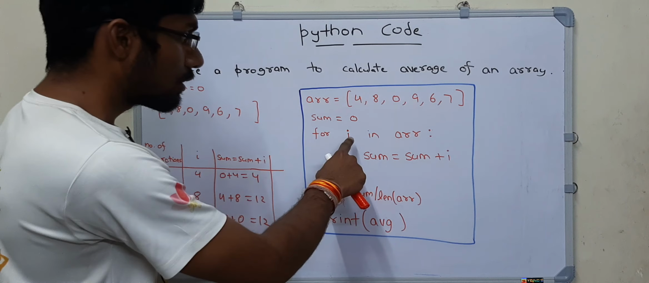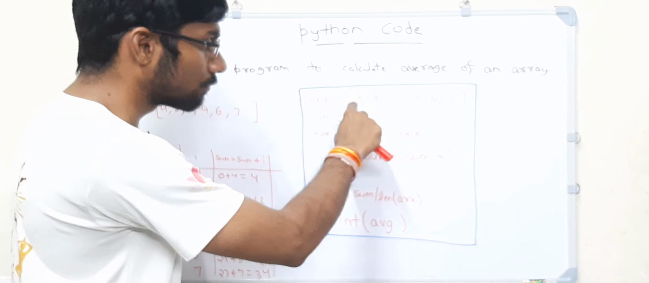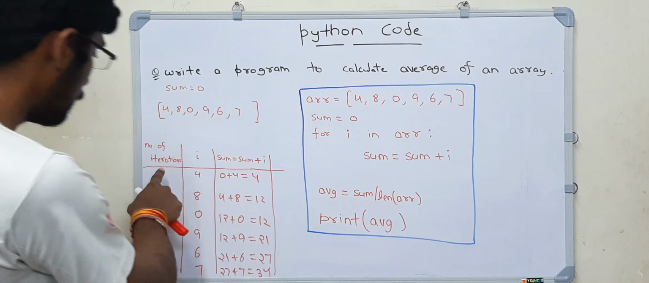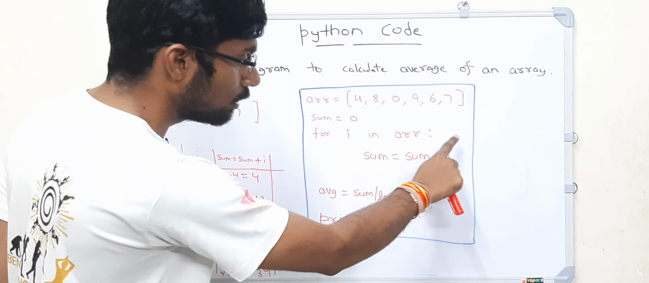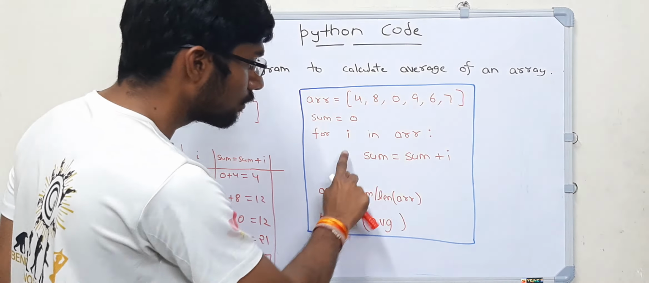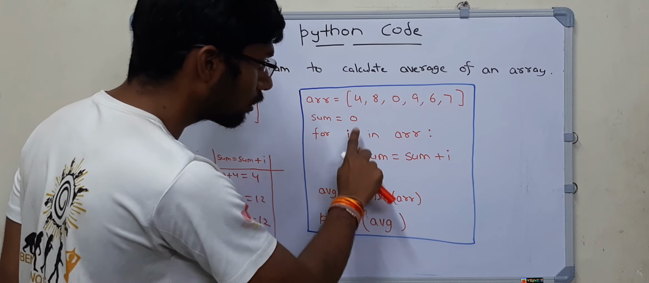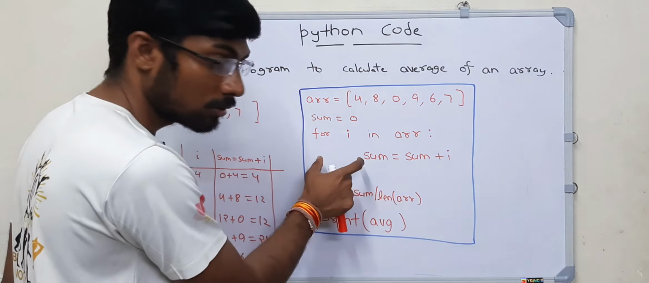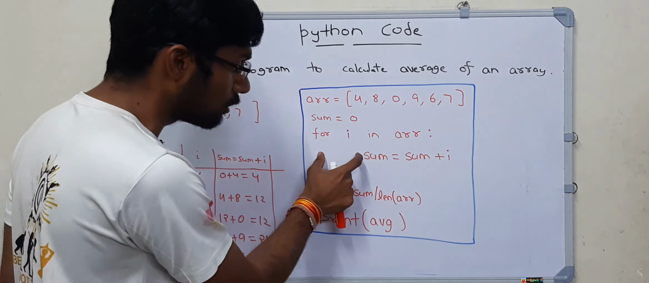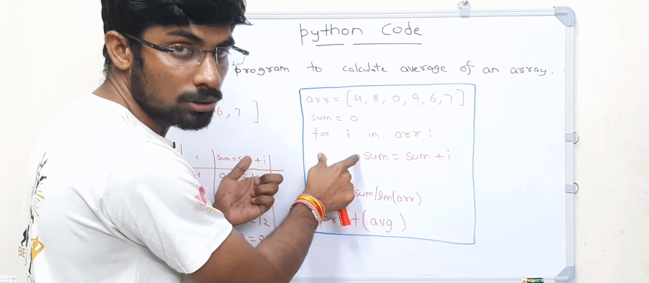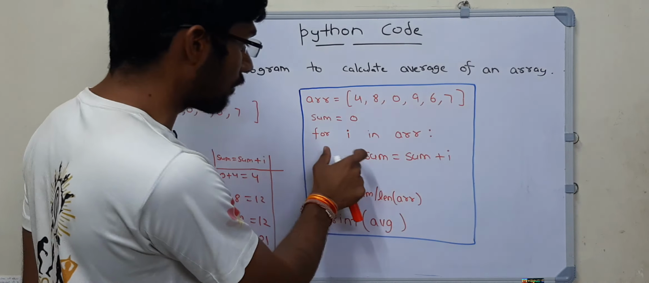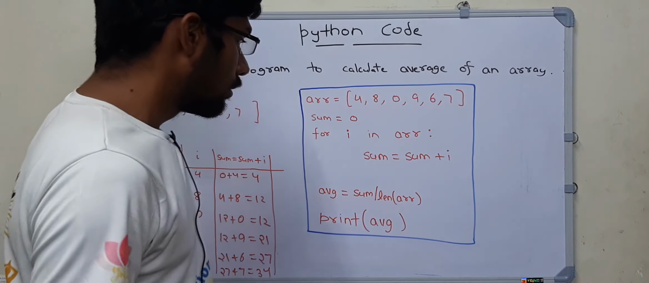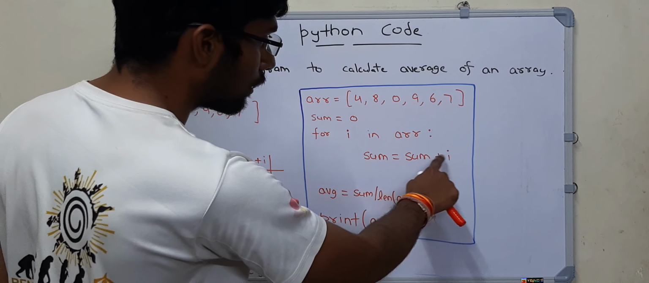In the first iteration I will take value 4. So this is my first iteration. I will take value 4, and it will go to the block of the for loop. This is my for loop block. I have given 4 spaces, because indentation is used for giving the block in Python. So sum equals sum plus i.